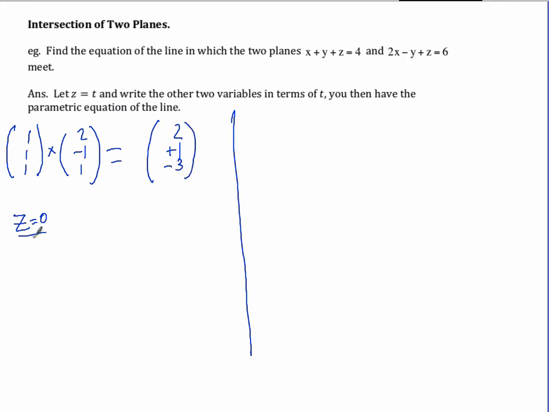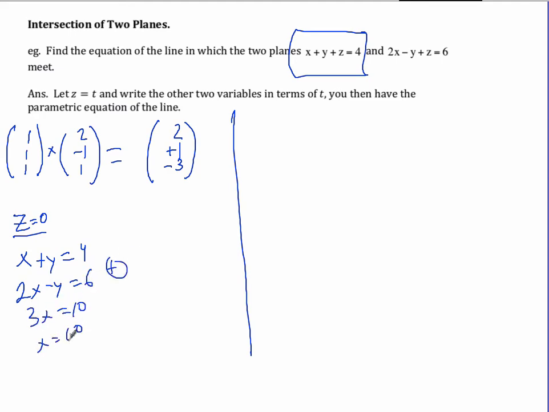And to get a point on the line, we can just substitute in wherever z equals 0 and find the x and the y values. So plug in z equals 0. Actually we've got to plug it into both. x plus y equals 4. 2x minus y equals 6. We'll add those together. We get 3x equals 10. x equals 10 thirds. Plug that in here, and we get y equals 2 thirds.